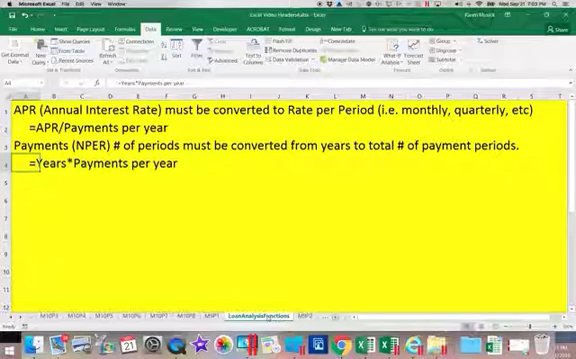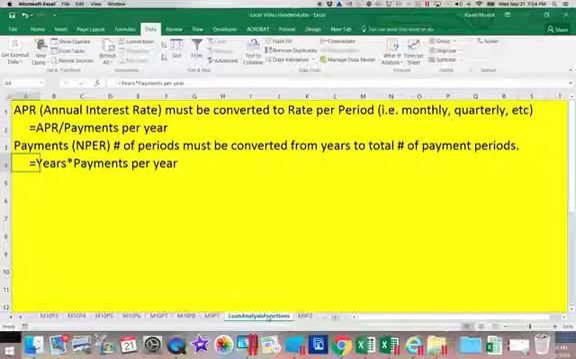So for example, if we are making monthly payments, then we need to take that annual interest rate and divide by 12. If we are making quarterly payments, we would divide by 4. If we were making one annual payment, of course no division would be necessary because we would be dividing by 1. Now the payment periods also must be converted.